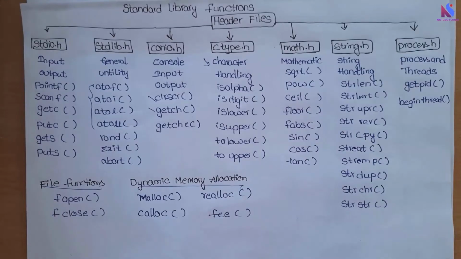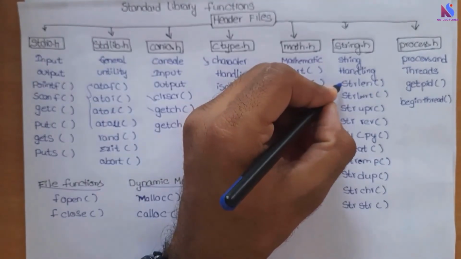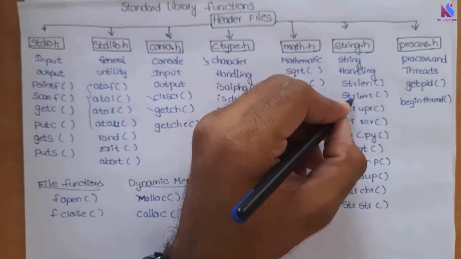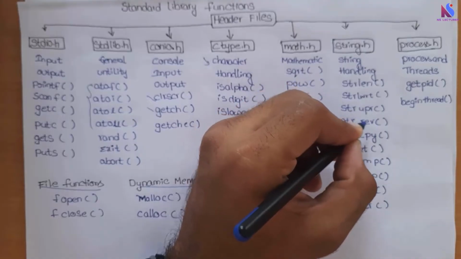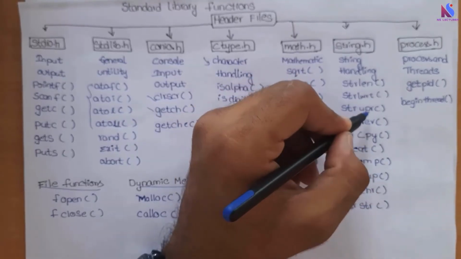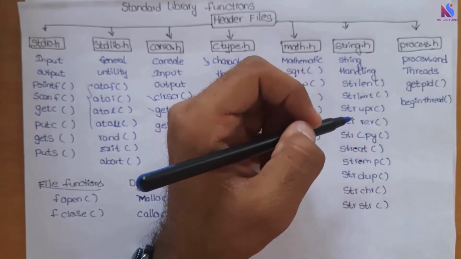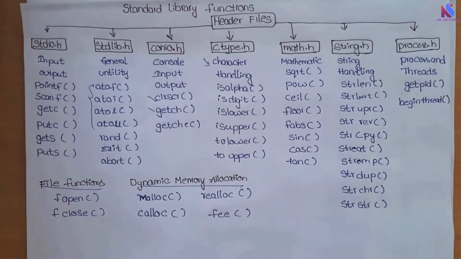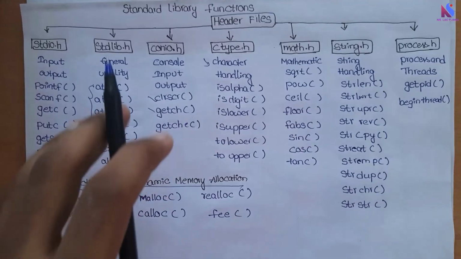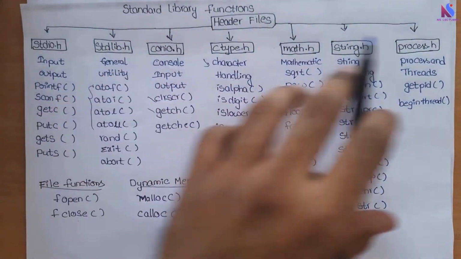And string.h header file contains string handling functions such as strlen, where strlen stands for string length, strlwr, strupr, strrev, that means string lower, string upper and string reverse, and strcpy, that is string copy function, and so on. And process.h header file contains process and thread functions. fopen and fclose are file functions, and malloc, calloc, realloc and free, all these are dynamic memory allocation functions. Guys, whenever a standard library function question comes in the exam, then you need to write all this.